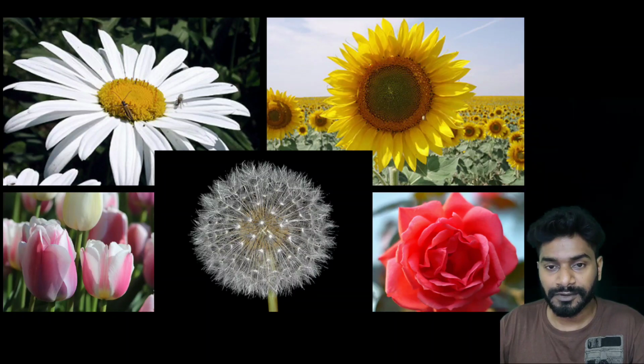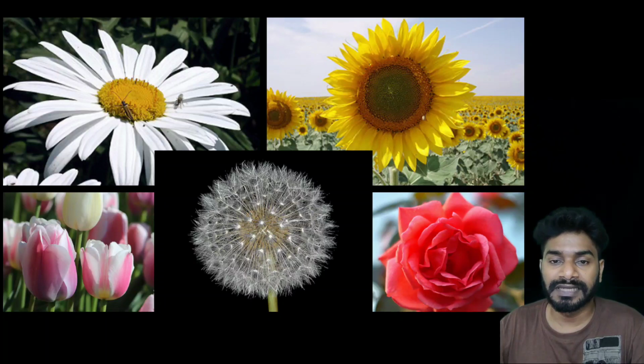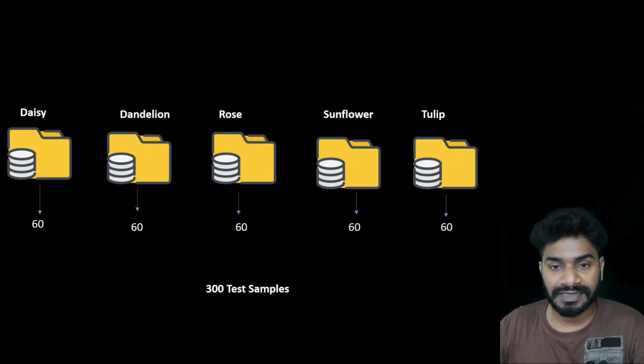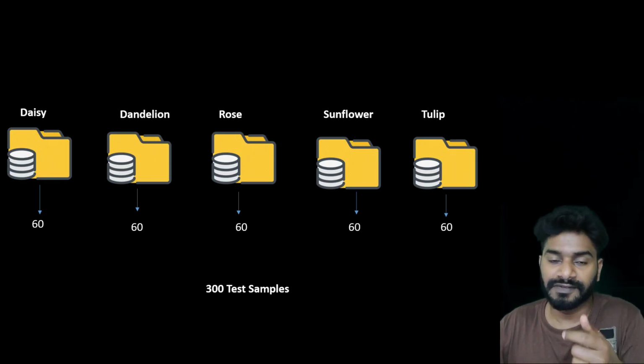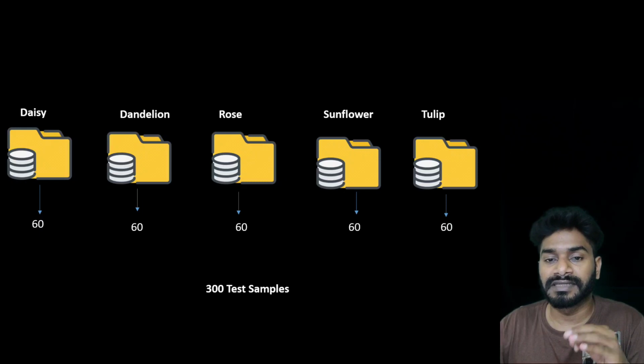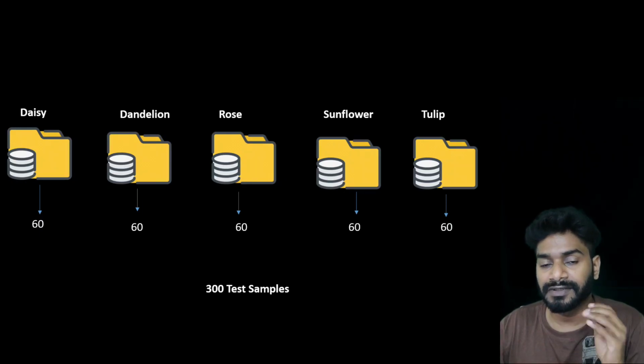The dataset which I'll be using for the demo is the flowers dataset from Kaggle. So there are five categories of flowers: daisy, dandelion, rose, sunflower, and tulip, and the model needs to predict the category of the flower. Now there is no separate test set provided. So what I did, I took 60 samples from each of the flower categories and formed a test set of 300 samples. Now this test set is kept completely separate and it's used only for evaluating the final performance of the model.